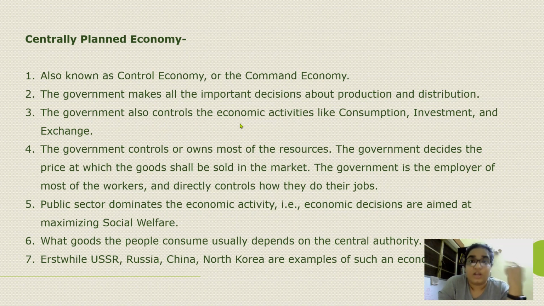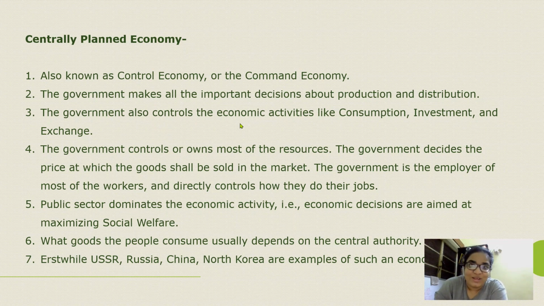The former USSR, Russia before USSR, it was called, no? That was a centrally planned economy. Even Russia today is slightly that way. North Korea is a centrally planned economy, but social welfare is a little doubtful there because Kim Jong Un is an authoritarian leader who is probably not so social welfare oriented.